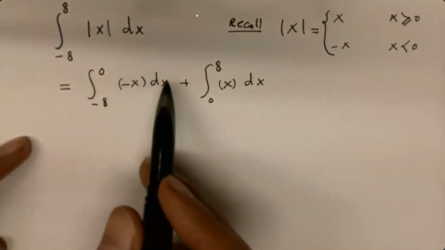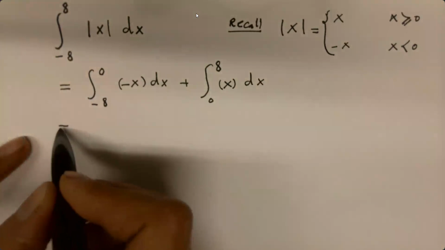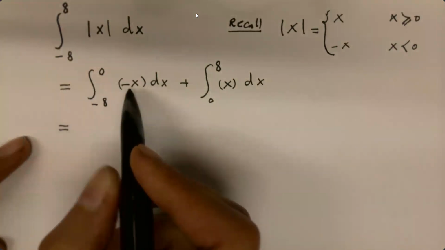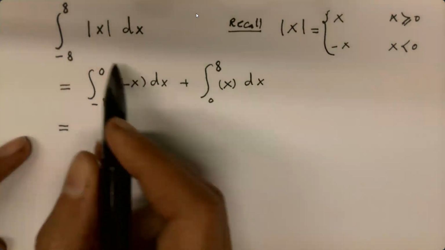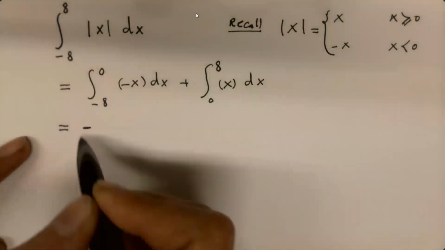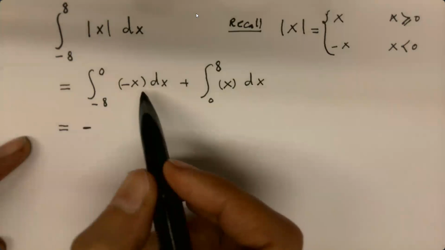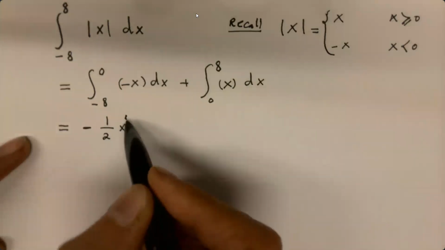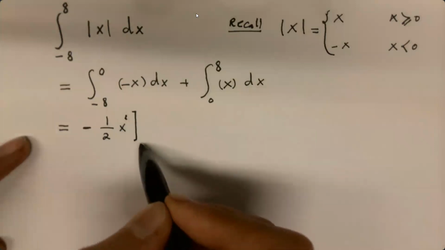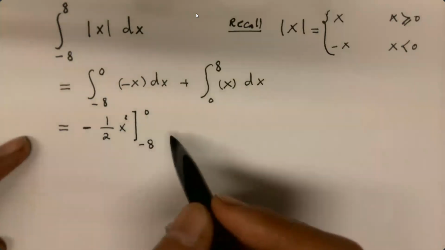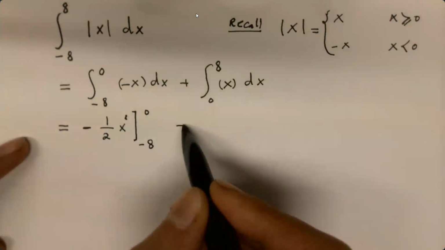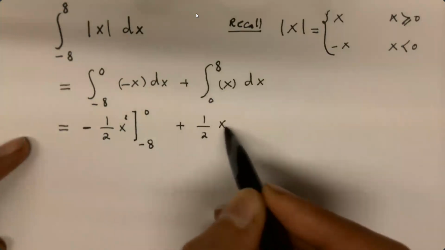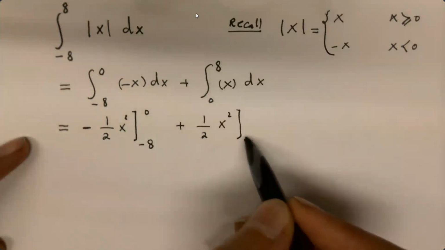So the first integral is equal to, here you have minus x. We can bring this negative sign to the front of the integral. We get negative, and the integral of x is a half x squared, and x is bounded between -8 and 0. Plus, the integral of x is a half x squared, and x is bounded between 0 and 8.